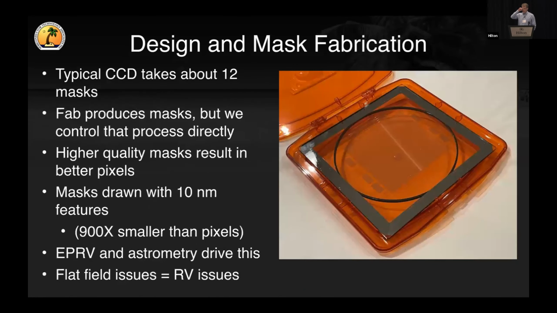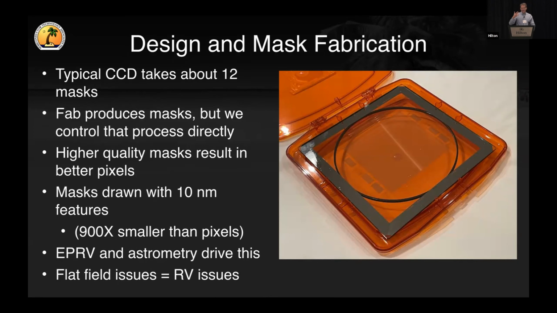From that design, we produce typically about 12 masks to make a single CCD. The fab that we use actually produces the mask, but we've learned that over time we have to talk directly with the mask manufacturers. This is a CCD mask. Come see this. It's really kind of cool optically if you do optics. This is one of the 10K masks that we use. We don't use that one anymore. That's why it's here.